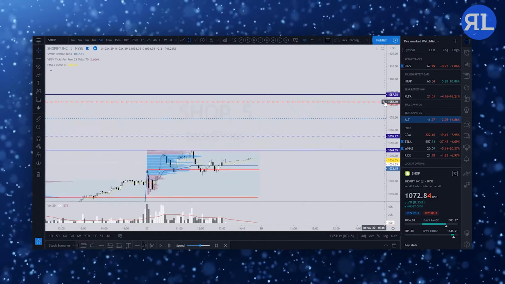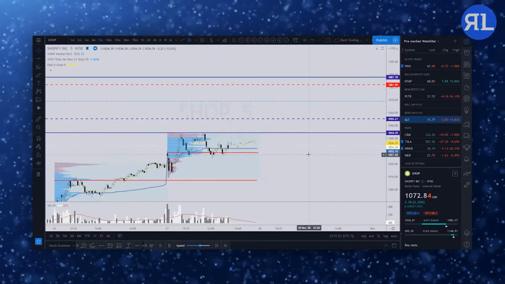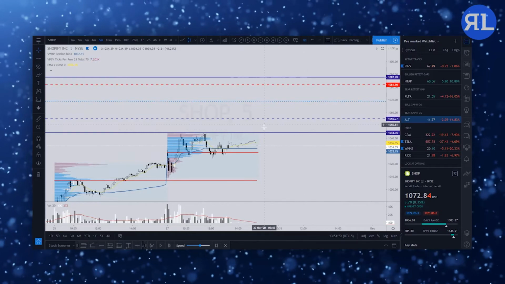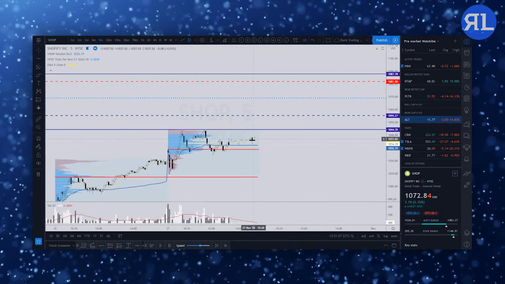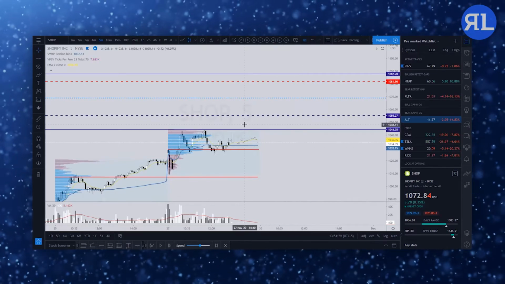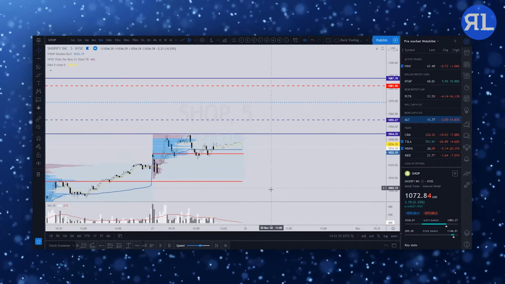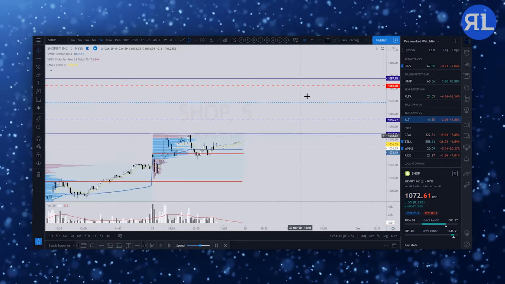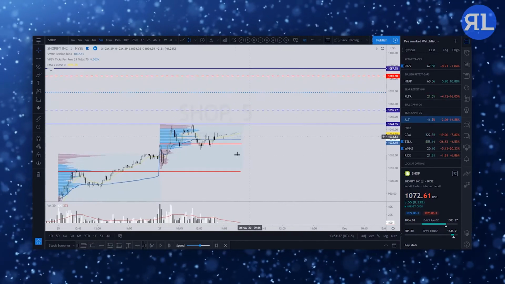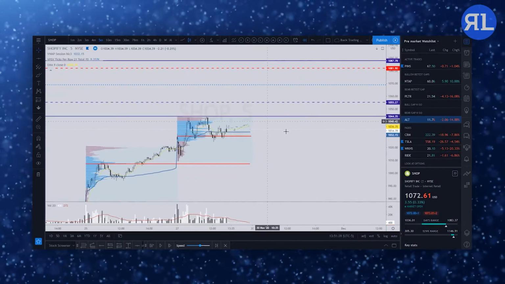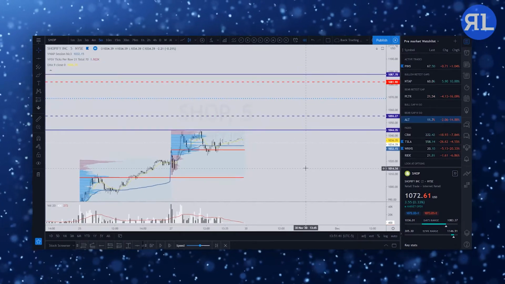What I'm looking for is a hammer or a high wave candle that forms at a support level that I can take a breakout. Or I'm going to be watching for the 10 EMA and the VWAP to converge on each other and create a squeeze. When that squeeze happens, it either breaks bullish or it breaks bearish. I'll be playing it in the direction of the trend, which is bullish. So I'll be looking to play it long.